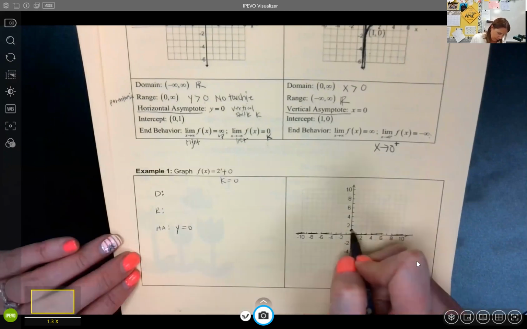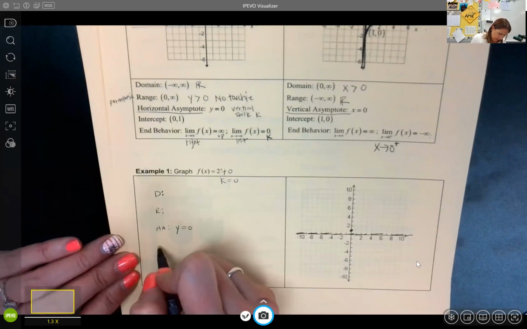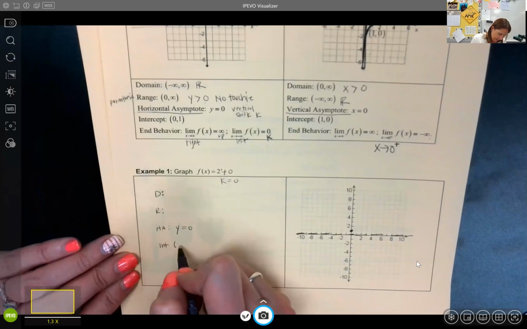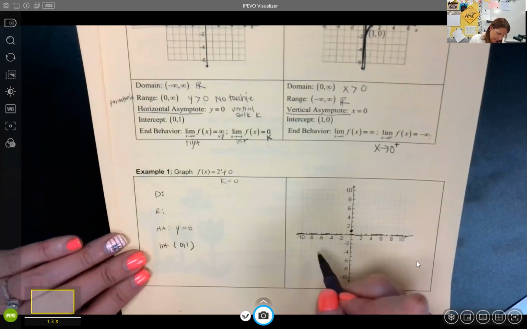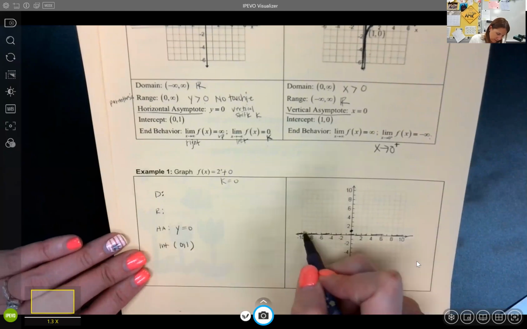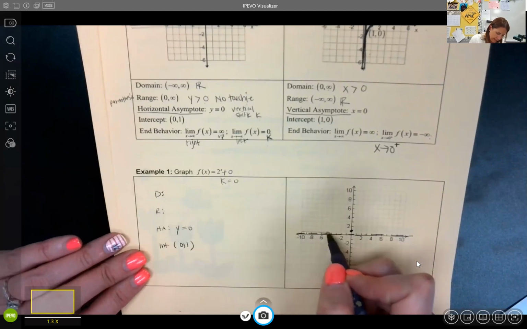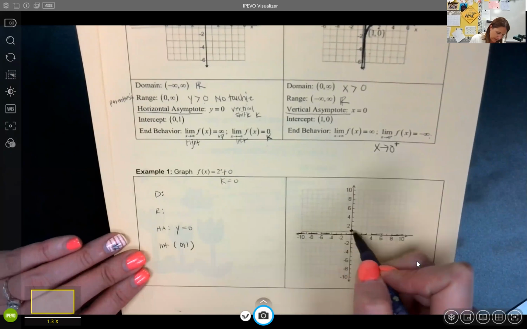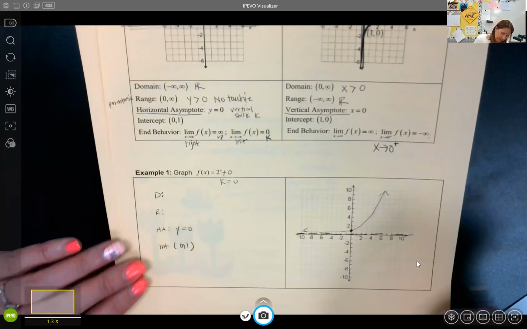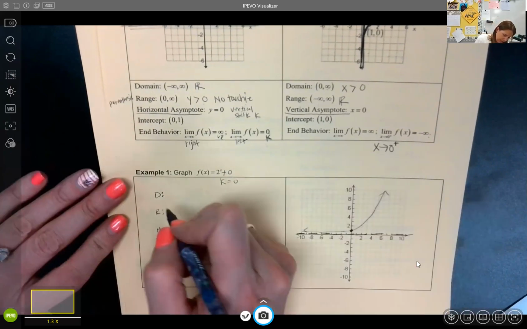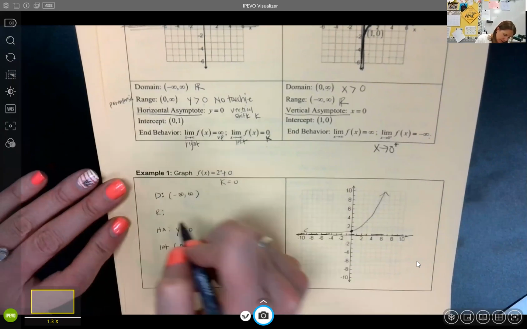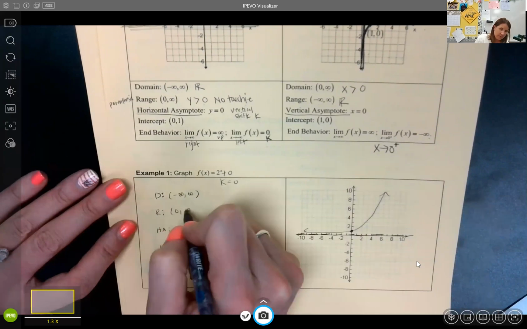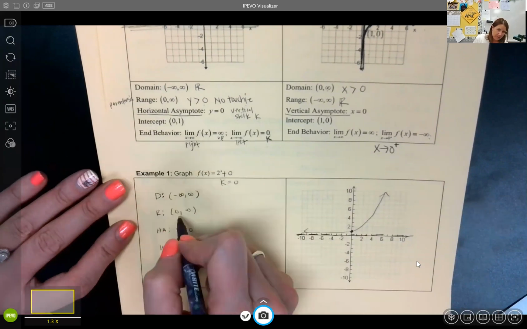This is going to go through (0, 1), okay? And then the graph is going to go next to the axis, hit (0, 1), and then it's going to start growing. So the domain is going to be negative infinity to positive infinity. The range is from the asymptote, so k to infinity.